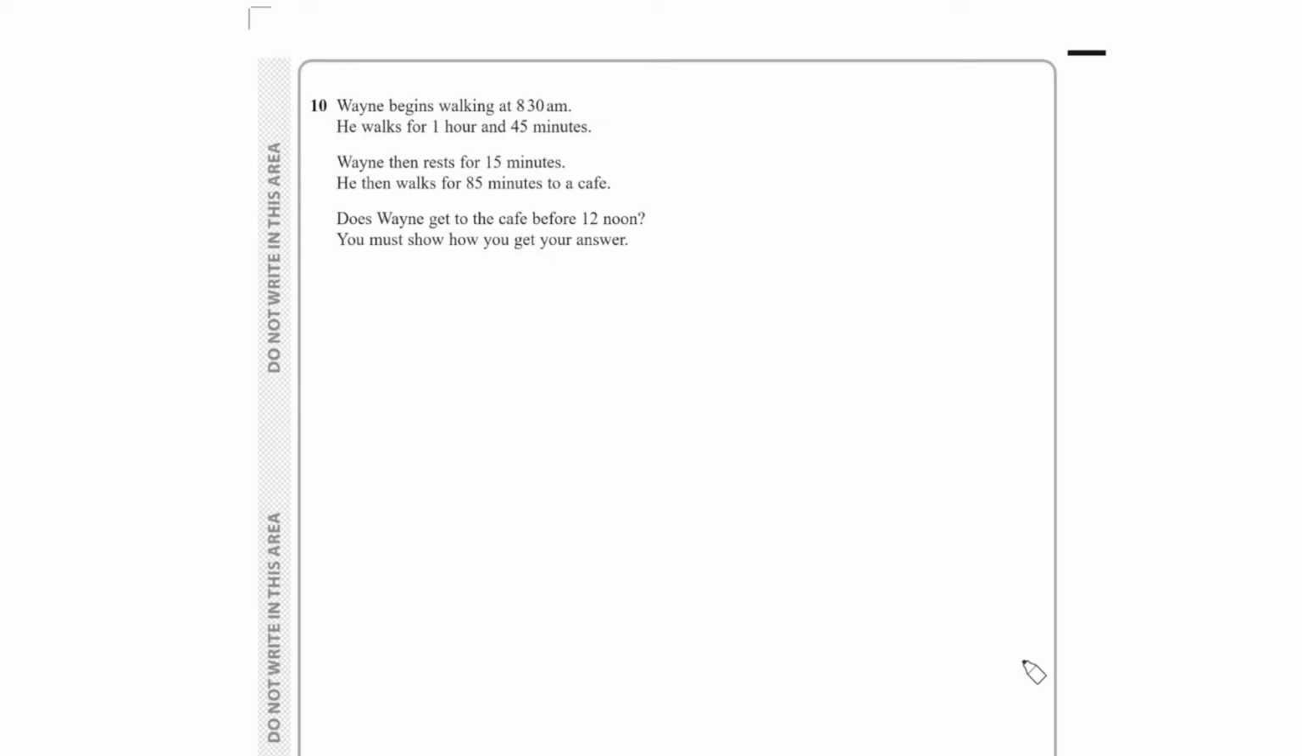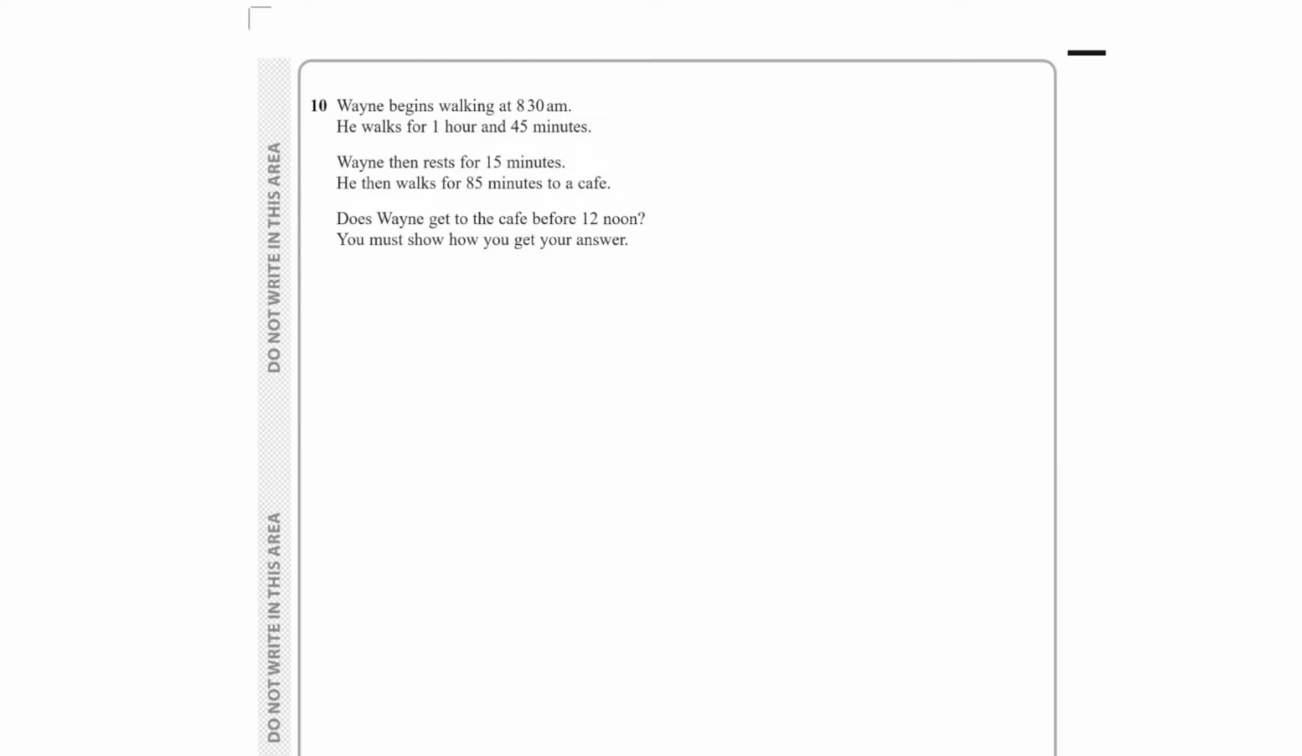Question 10. Wayne begins walking at 8:30 a.m. He walks for 1 hour and 45 minutes. Wayne then rests for 15 minutes. He then walks for 85 minutes to a cafe. Does Wayne get to the cafe before 12 noon? So it's just time basically, this one, isn't it?